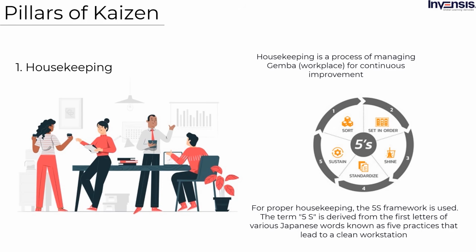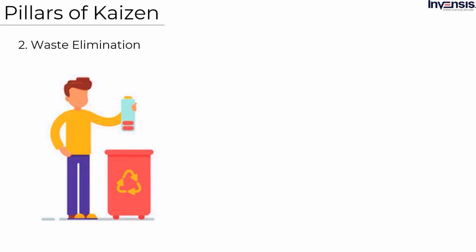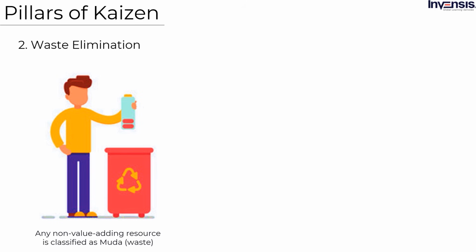For proper housekeeping, the 5S framework is used. So what is 5S? The term 5S is derived from the first letters of various Japanese words, known as 5 practices that lead to a clean workstation. 5S is a workplace organization method that uses a list of 5 Japanese words: seiri, seiton, seiso, seiketsu, and shitsuke. These have been translated as sort, set in order, shine, standardize, and sustain. The next pillar is waste elimination. Any non-value-adding resource is classified as muda, a Japanese word meaning waste.